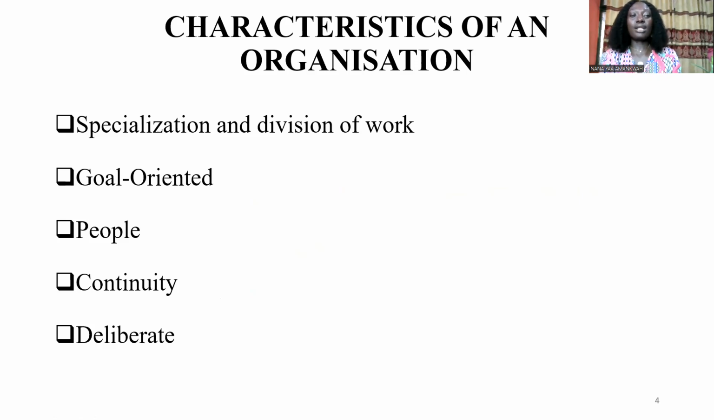And then every organization is goal oriented. There's no organization that doesn't have an aim. And the third thing is that people are what make up the organization. You can't have an organization without humans. So people are a very key component of organizations. Again, there's continuity. Every business seeks to stay on for a long time. And then businesses, or organizations, are deliberate. We set up organizations intentionally for a particular goal.